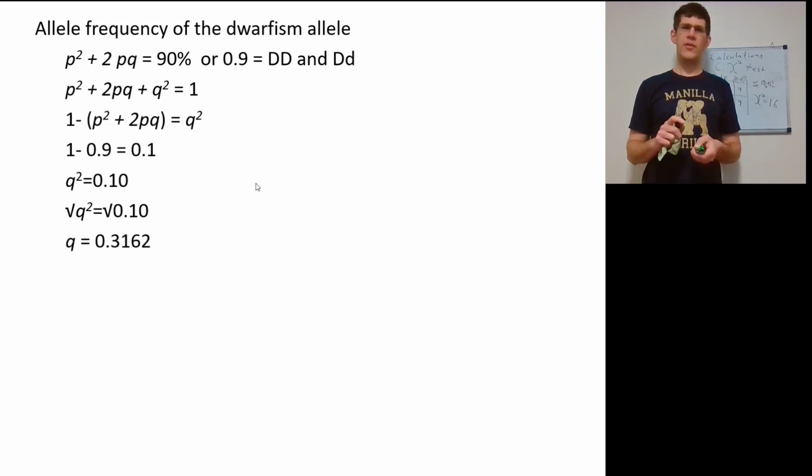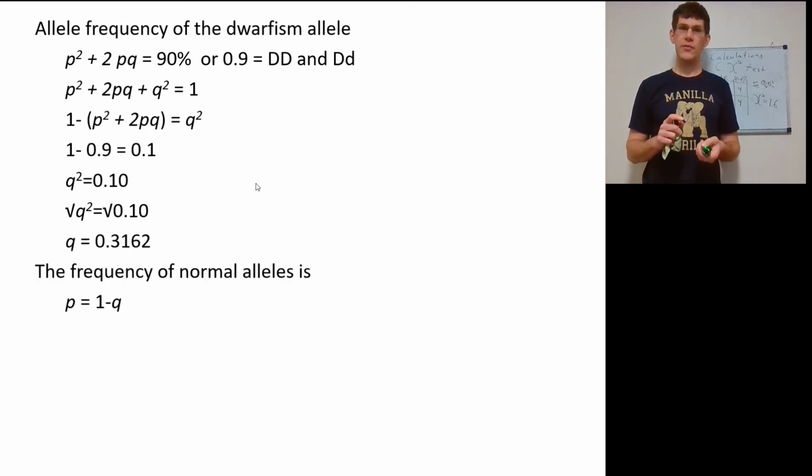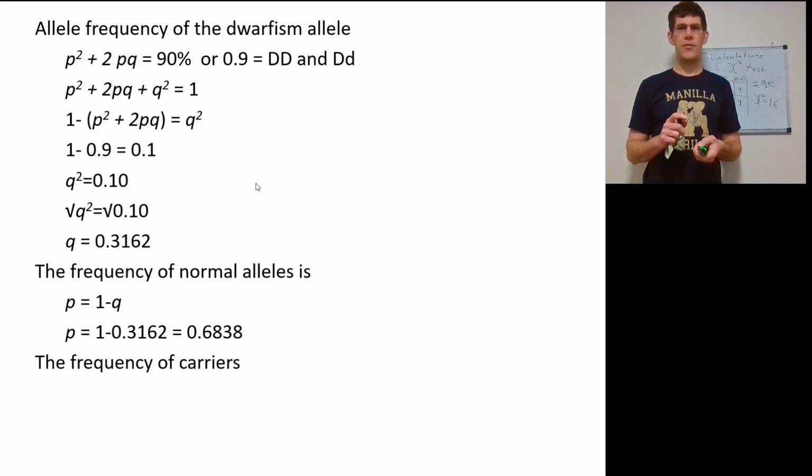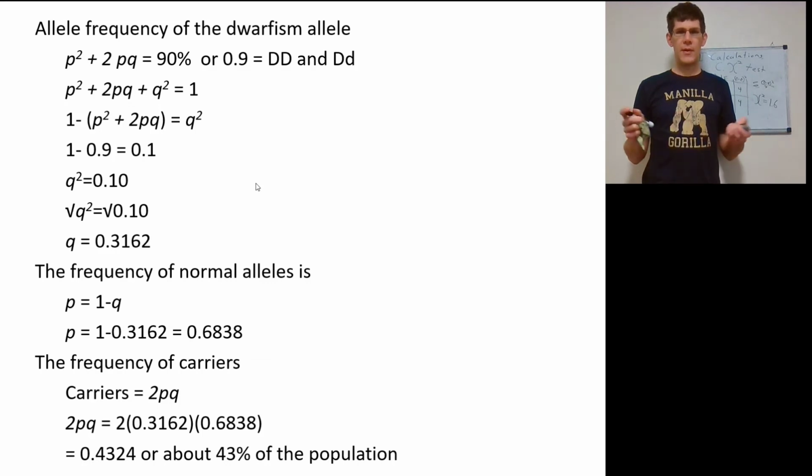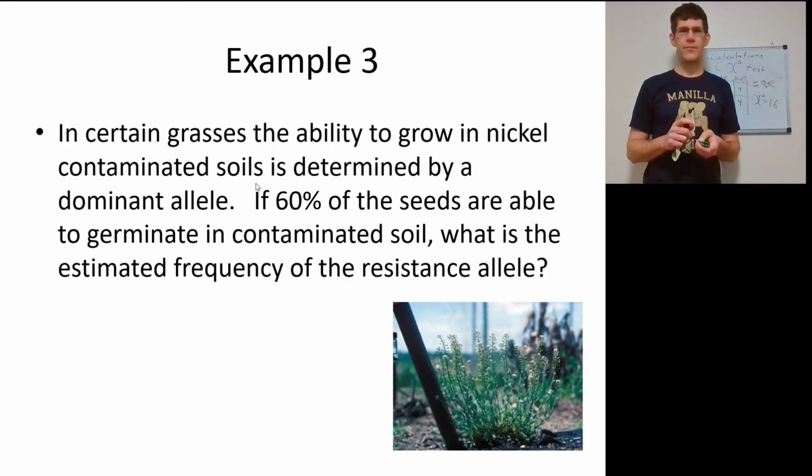So your frequency of the q allele is 0.31. Frequency of normal alleles is 0.6838. Frequency of carriers is your 2pq. So about 43% of the population.